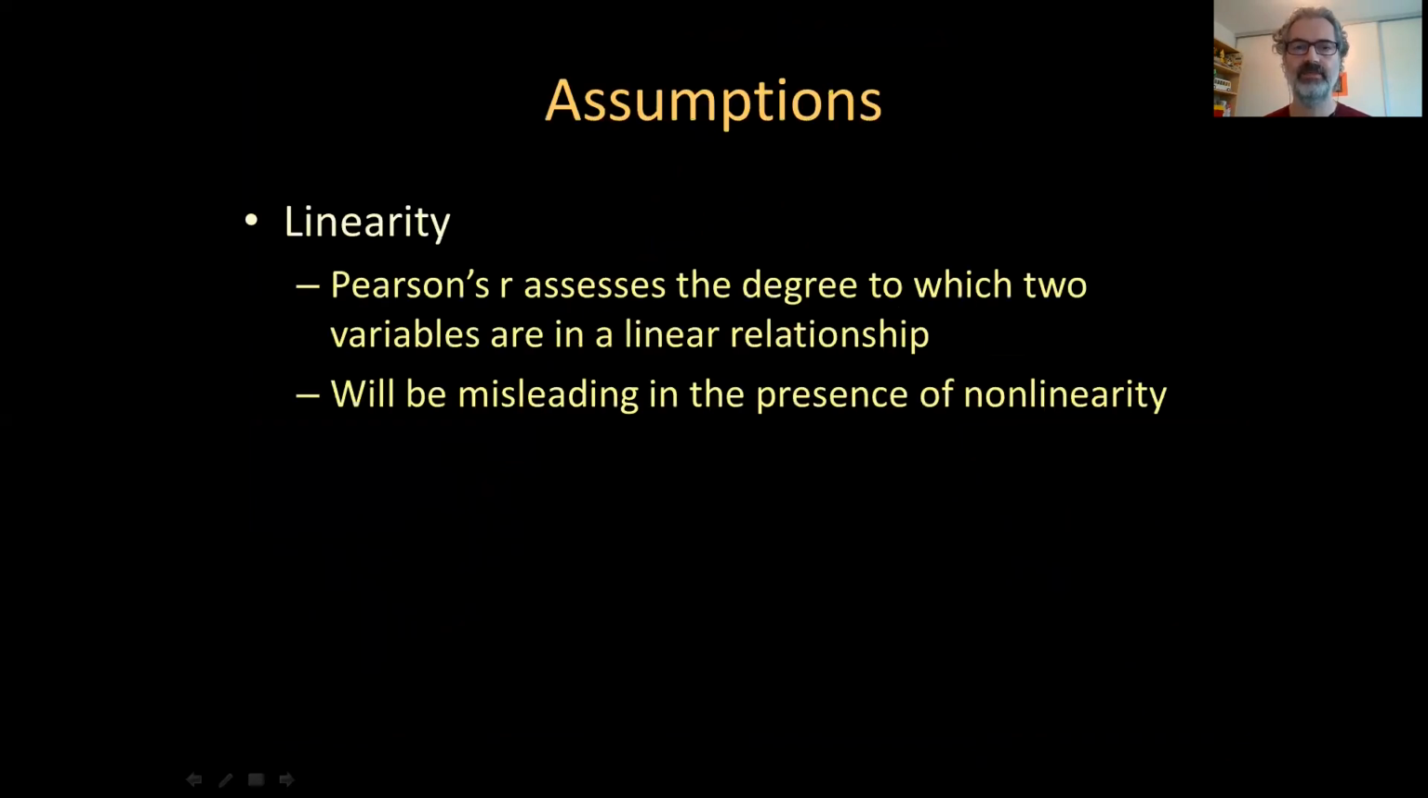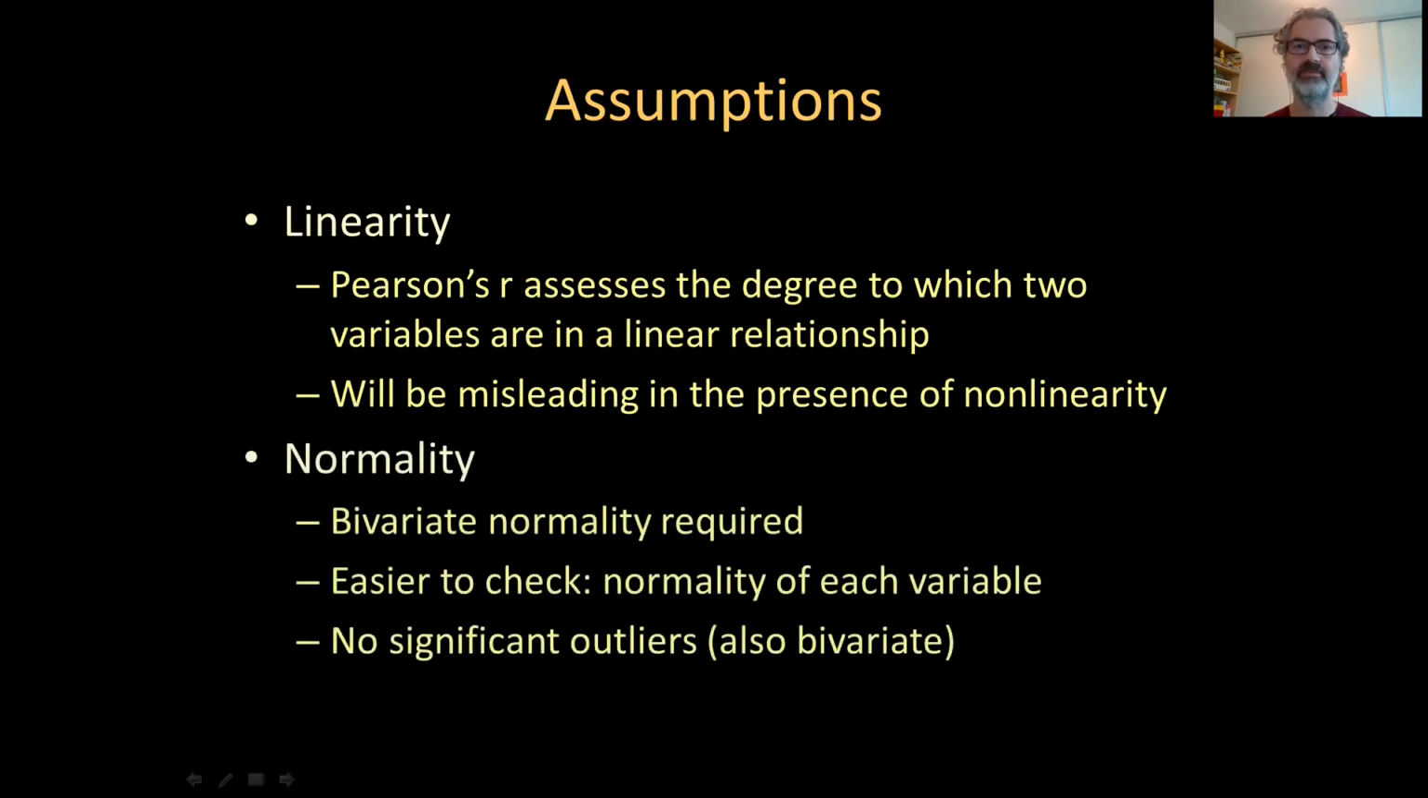The second assumption is normality. What is actually required for R to be interpretable in the intended way is that the two variables are in a bivariate normal distribution. This is not so easy to examine except visually, so that's a very good reason to look at scatter plots. But what we can do first is look at the prerequisites, which concern the normality of each of the variables, which we know how to do, and also check that there aren't any significant outliers.